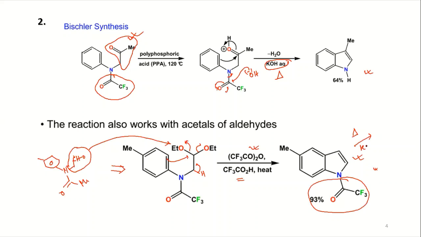Okay, now to get rid of this one, what you need to do, you just need to heat it with aqueous KOH. Okay, and you will end up with the indole. So N-unprotected indole. So you have it free of this group. Got it? So this is the way we do the synthesis of indole in the Madelung synthesis.